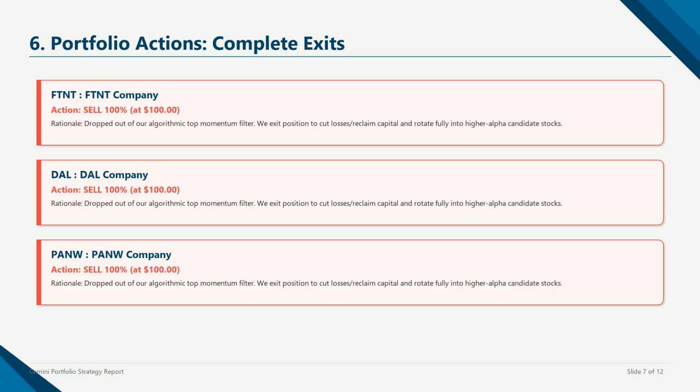By completely exiting these names, we reclaim capital that is currently idle or declining and rotate it directly into our top-ranked candidate stocks, which directly benefit from strong secular growth trends and exhibit far higher short-term momentum and alpha potential. This ensures our capital is always working in high-conviction assets. We execute these exits at the market open, following the screening to minimize execution slippage and target exact technical prices.